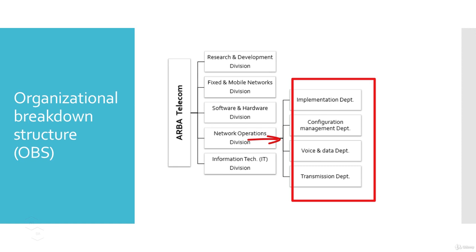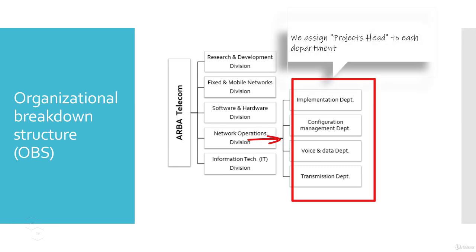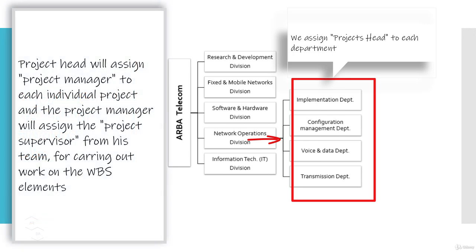Now here, every department is separately headed by one project head. So that means we have 4 project heads working within the Network Operations Division. And each project head is responsible for carrying out the project work within his or her own department. Now, depending on the project scope and size, the project head will assign one person as a project manager from his team who will be responsible for that particular project.